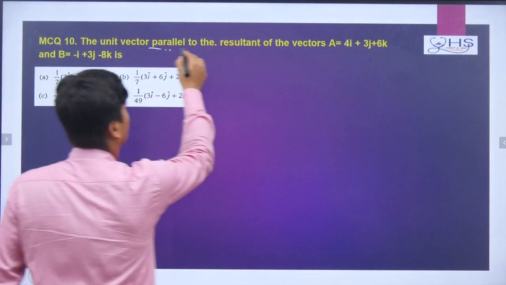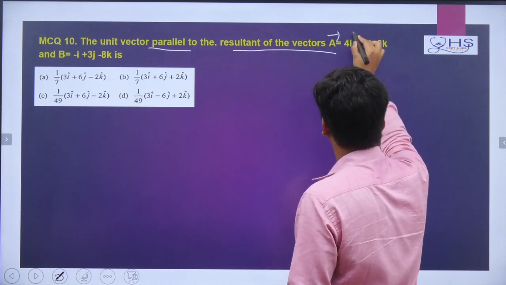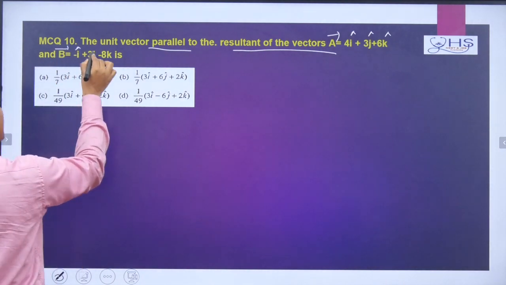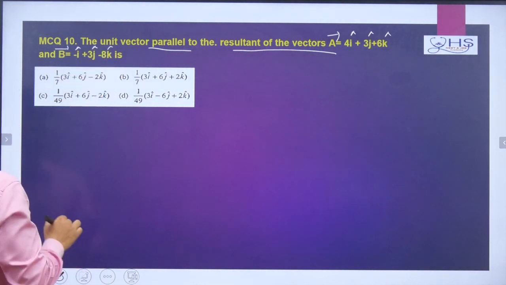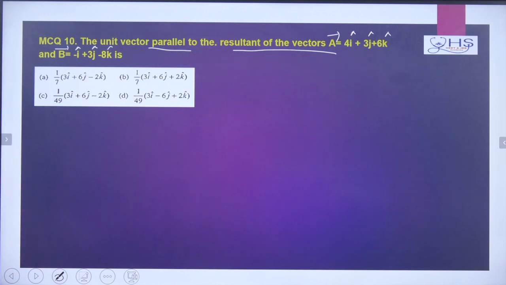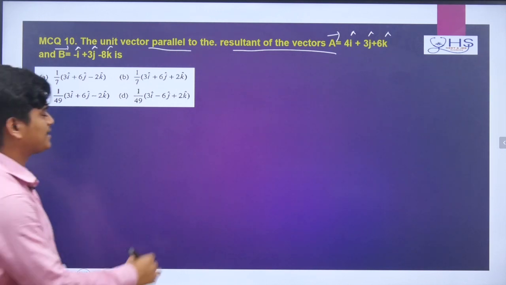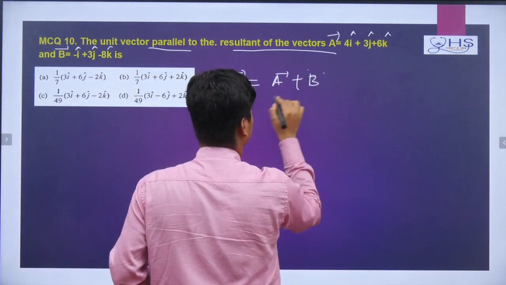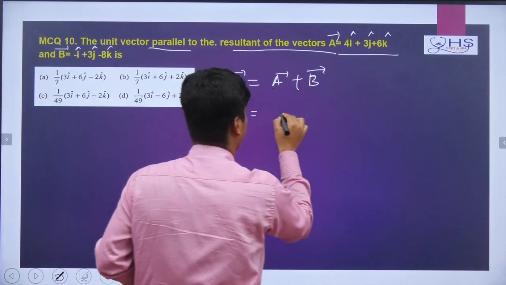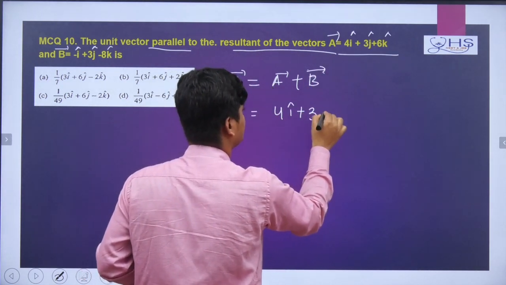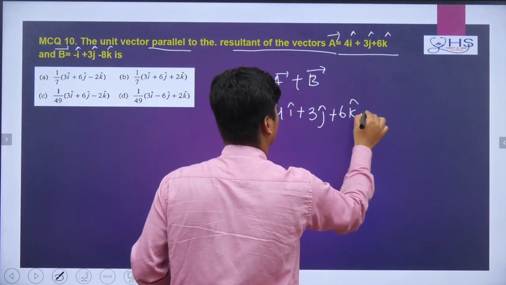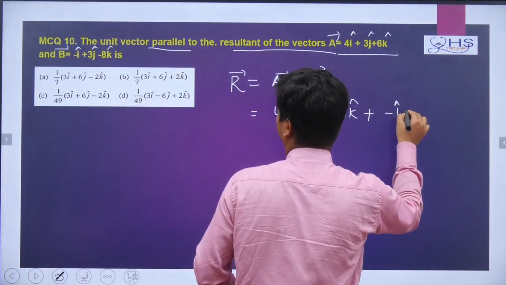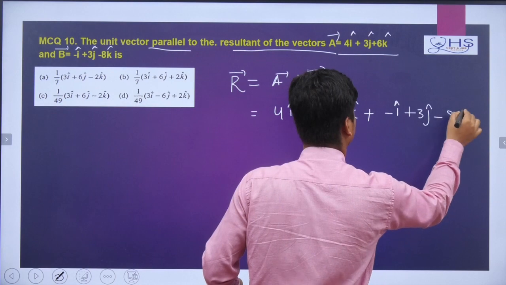The unit vector parallel to the resultant of the vectors. So here A vector is given 4i, 3j, 6k. And B vector is how much given? Minus i plus 3j minus 8k cap. Now they are asking what is the unit vector parallel to the resultant of these vectors. So first of all see what is the resultant of the two vectors, that is r vector equal to nothing but A vector plus B vector. Now what is A vector here? A vector is nothing but 4i plus 3j plus 6k. Then after that, B vector is how much? B vector is given minus i plus 3j minus 8k.